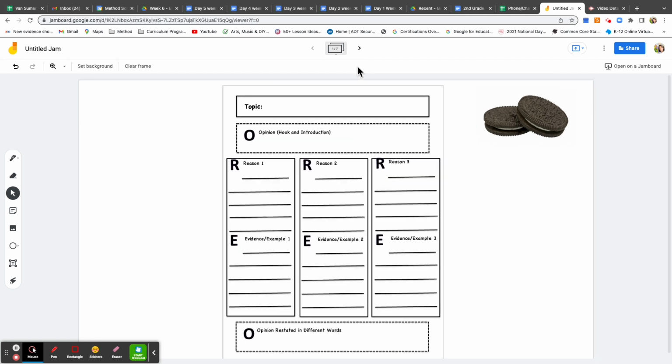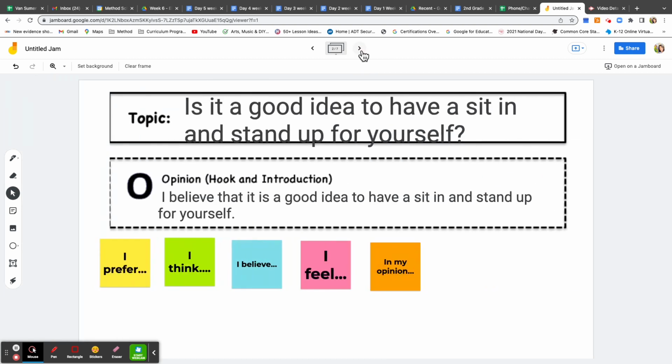Today, you are going to think of 3 reasons why you think it is a good idea or a bad idea to have sit ins. But before we do that, let's go ahead and read out our opinion sentence from yesterday to help us remember our opinion about the topic. Did you think it was a good idea or a bad idea? You can go ahead and pause the video now while you are reading your opinion sentence, and you can go ahead and play when you are ready to move on.